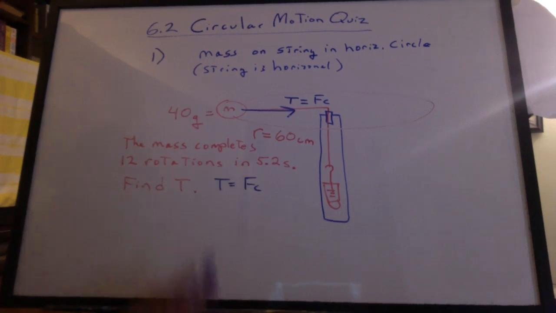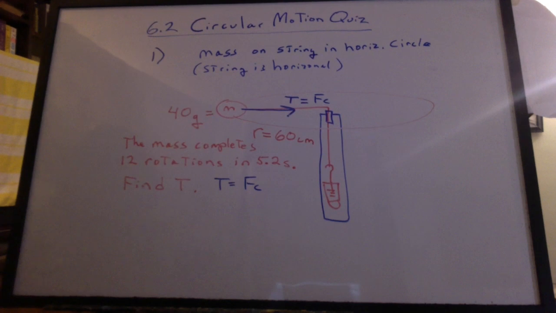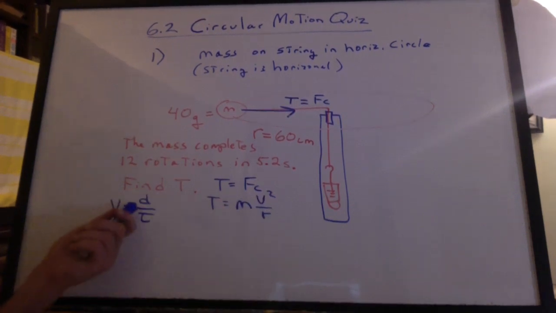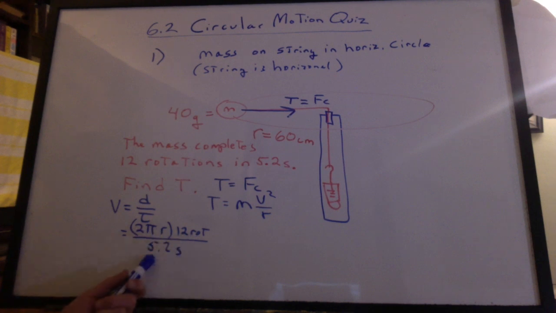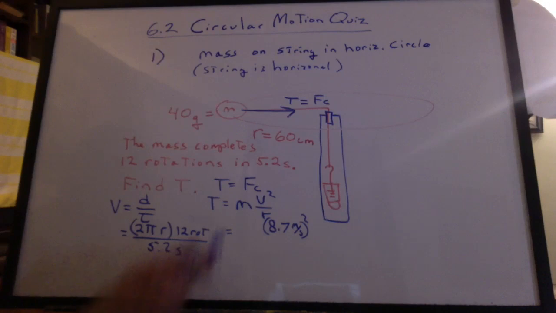Ignoring any sag, we can say the tension is the FC. FC is mv squared over r. The velocity is the distance over time. 2 pi r is the circumference, so that's the distance it travels per rotation times 12 rotations in this amount of time. The velocity is 8.7 meters per second.